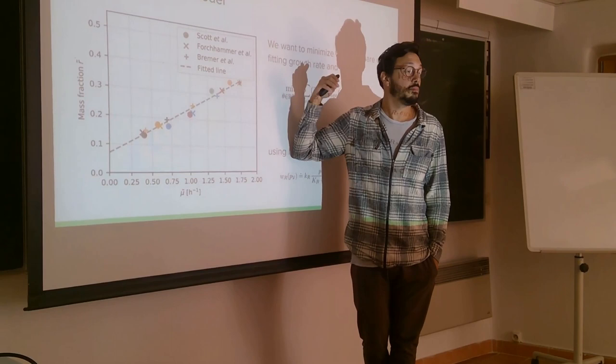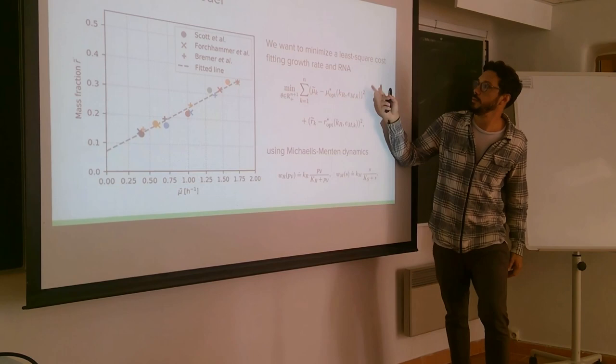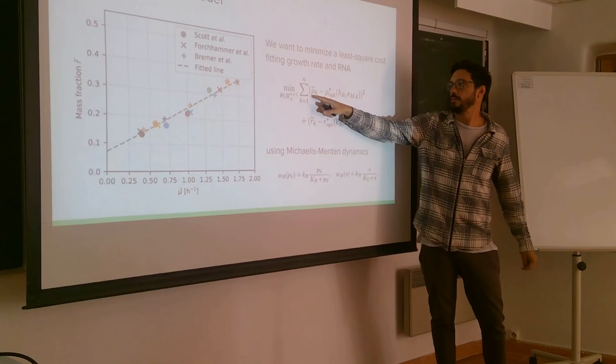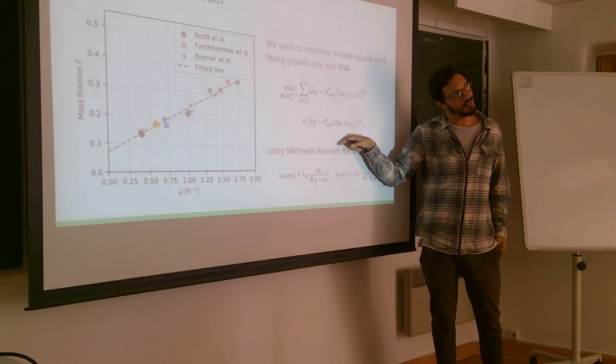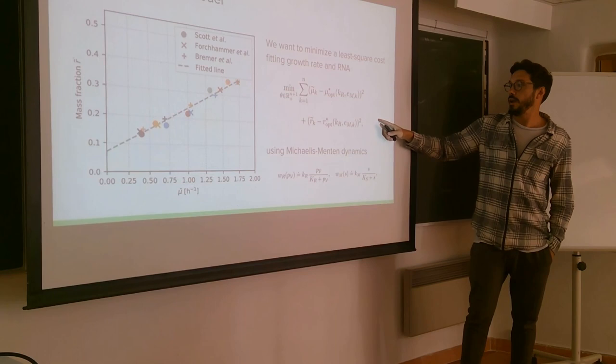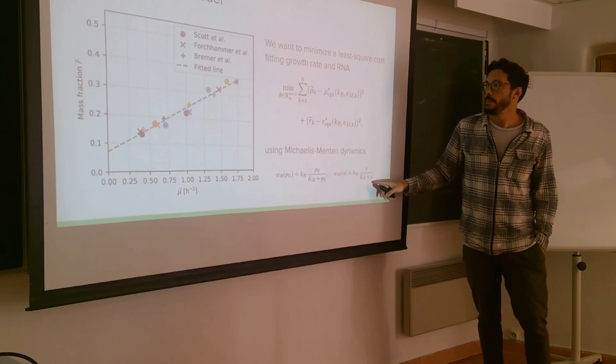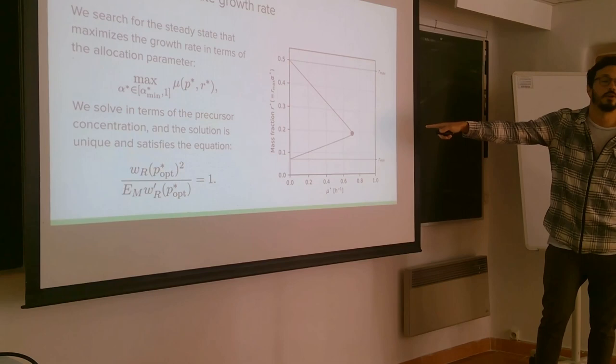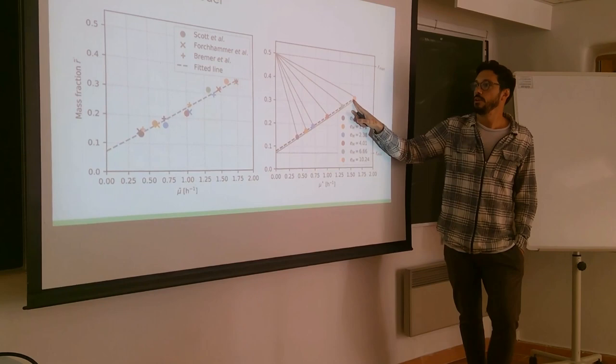And so what we did was to minimize a very simple least squares cost function to fit the optimal steady state of our model to this data, okay? And using Michaelis-Menten dynamics, because we have to make a choice at some point. And so what we obtain is this curve here. So if you see, it's exactly the same curve as here. But what I'm doing is matching each optimal steady state to a nutrient quality. So here, for example, we have this one representing this one.